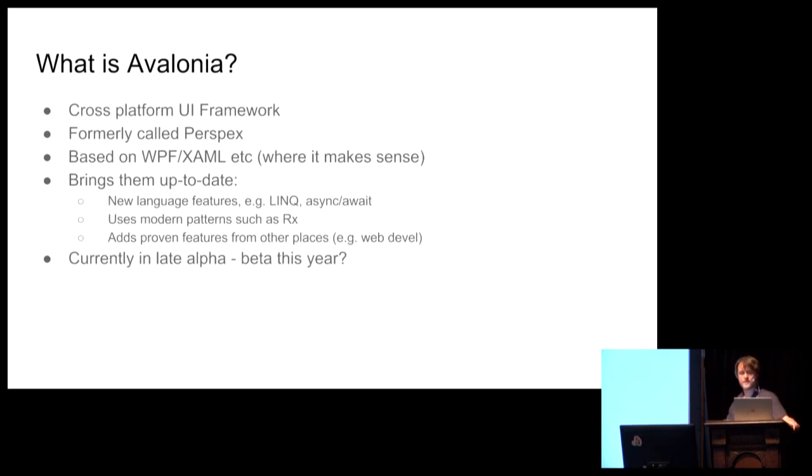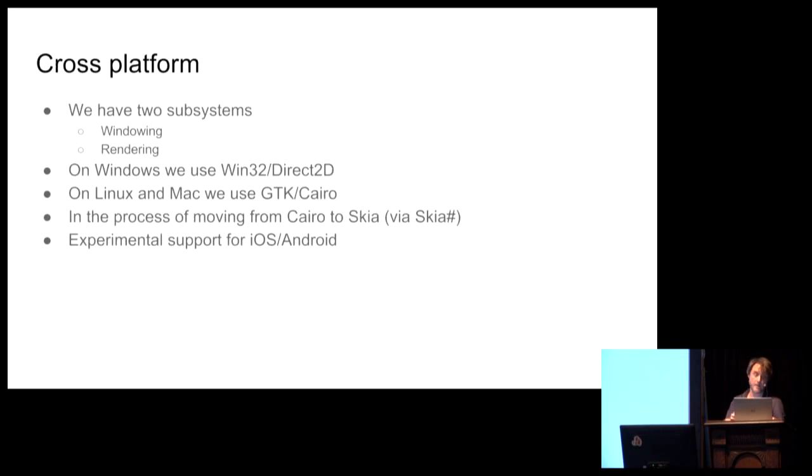So we try to bring them up to date with new language features like LINQ, async await, etc., and using modern patterns such as reactive extensions, which we use for bindings. And we also try and add proven features from other places, such as web development, etc. We're currently in late alpha, hopefully with a beta later this year, maybe.